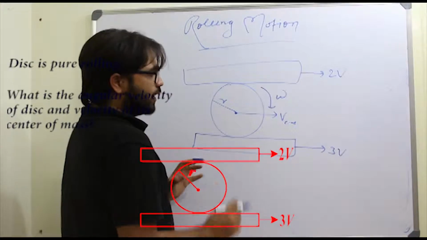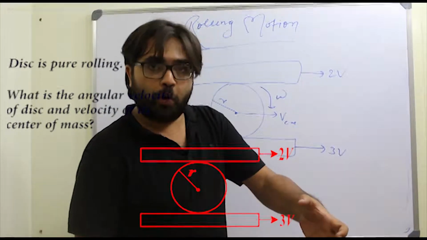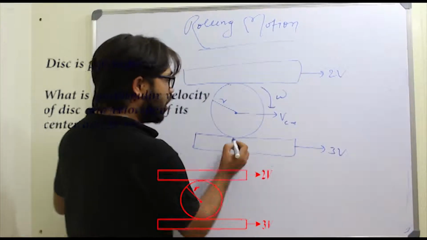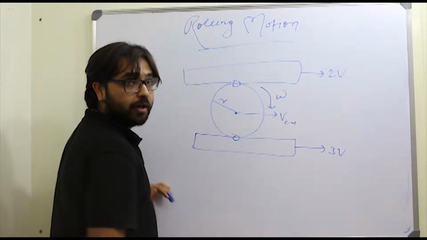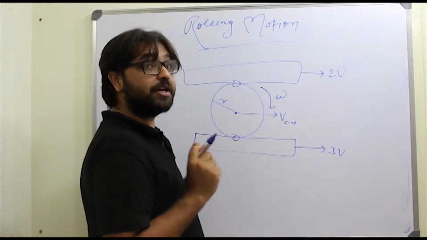Alright, now in the problem, if you notice, it is given that the disk is in pure rolling. So again we understand that if it is in pure rolling, it is not slipping. It is not slipping here, it is not slipping here, right? Again, we have two pieces of information. So see, we can write two equations.